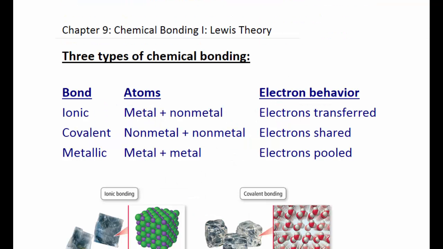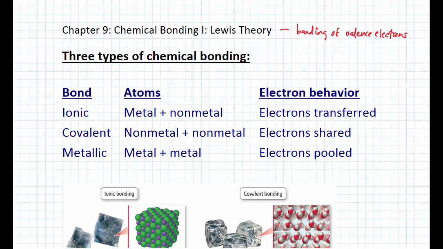Alrighty, well, chapter 9 is the first of our two chapters on chemical bonding. So we're going to start with Lewis theory, which involves pretty much bonding of valence electrons. Let's just write that here, just so we know what we're talking about. So we're forming compounds. Okay?